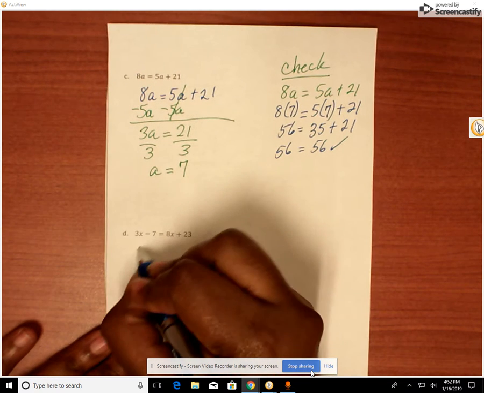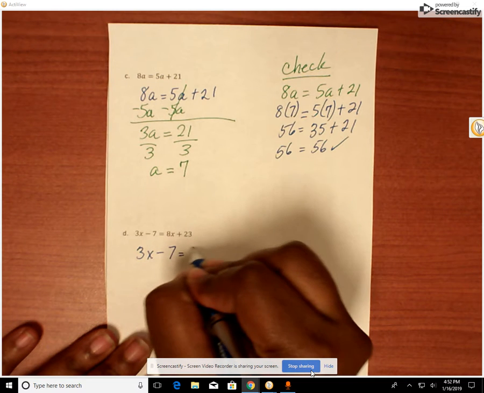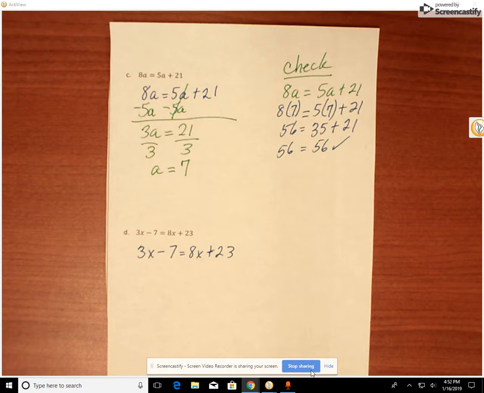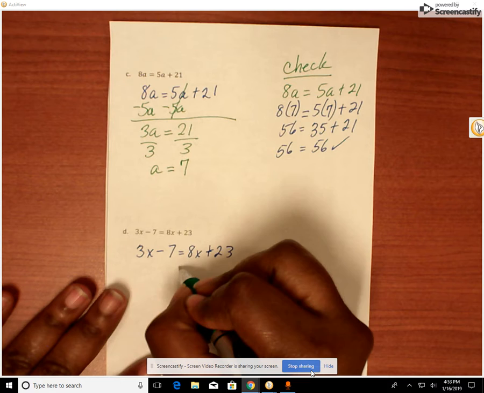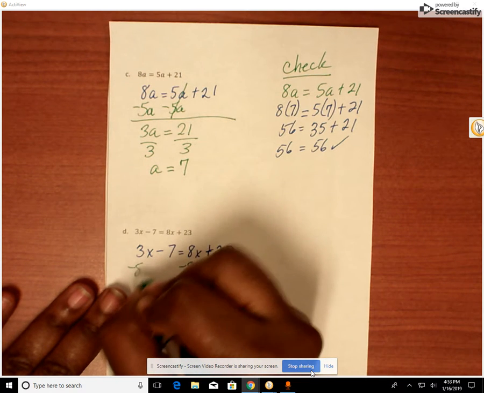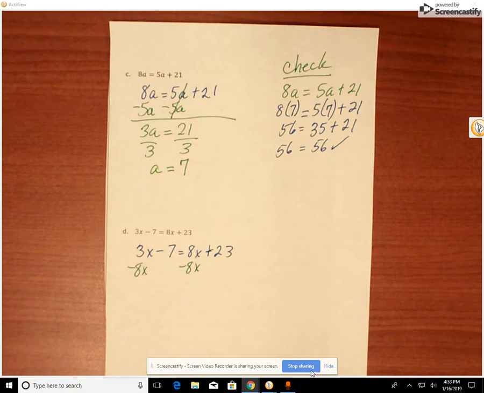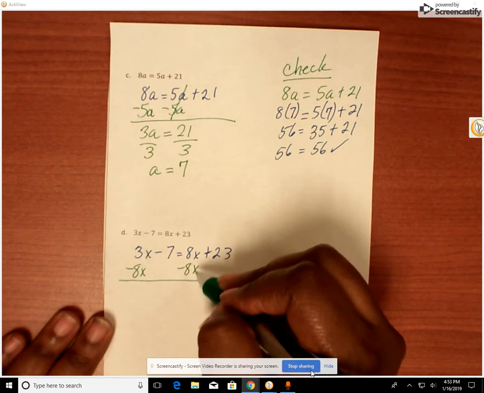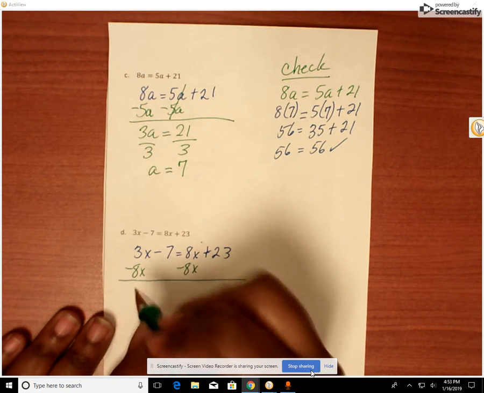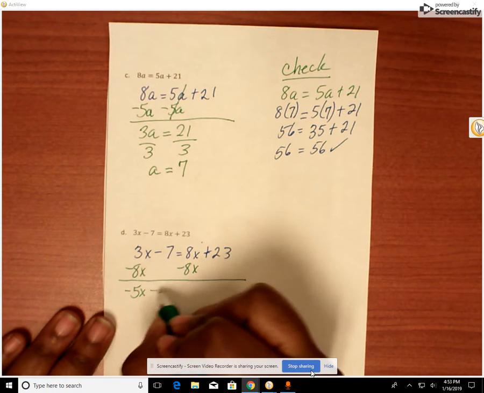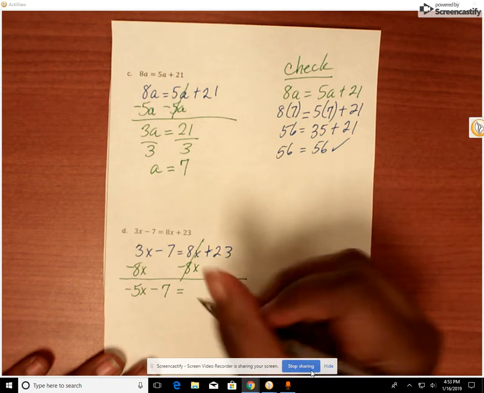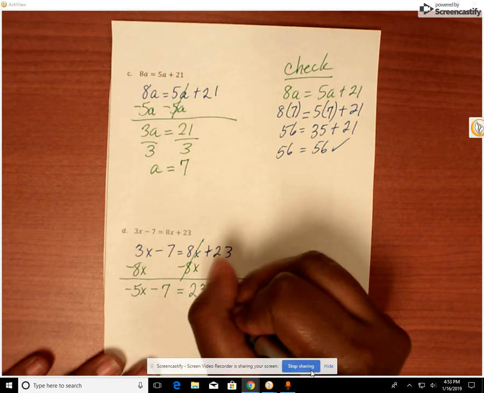D. 3x minus 7 equals 8x plus 23. Once again, I like my variables on the left and my constants on the right. So I am going to move 8x, even though it's larger than 3x. You'll see in another video, you can do it the opposite way. So 3x minus 8x gives me negative 5x minus 7, because we did not use that, we're going to bring it down. And 8x minus 8x is 0. That leaves me with 23.